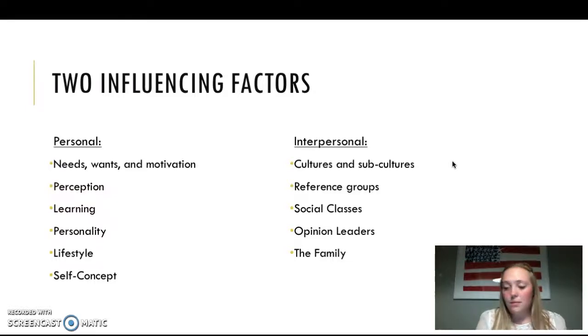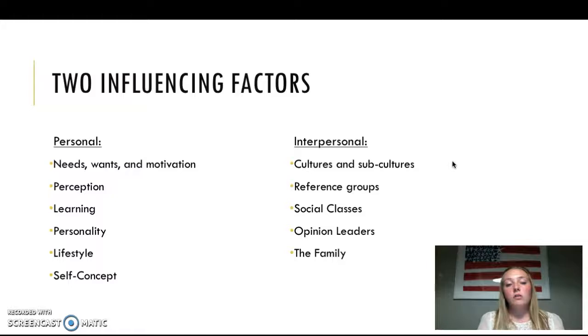Learning is, you want an ad that will get customers' attention and help them to learn what you want them to learn about what you're advertising, whether it's a hotel, a destination, a transportation service, anything like that. Personality is trying to advertise to as many people as possible. Obviously, everyone has their own personality, but you want to try to hit on as general an advertisement towards people's personalities as you can.